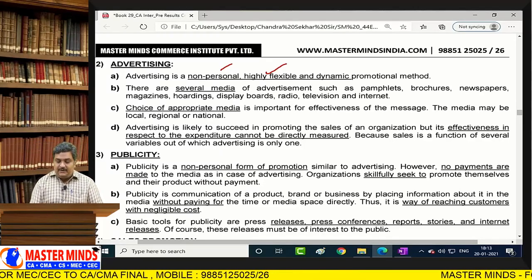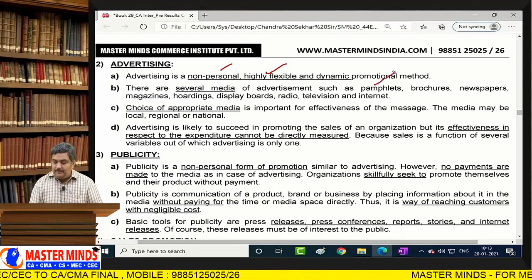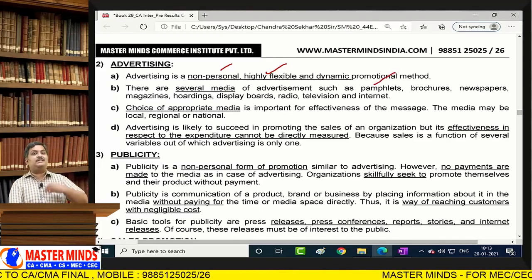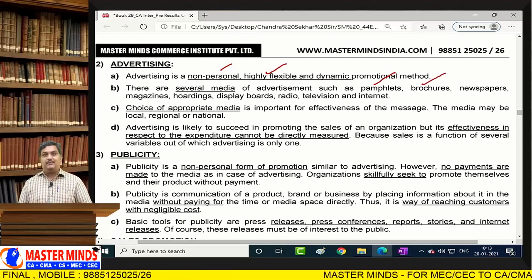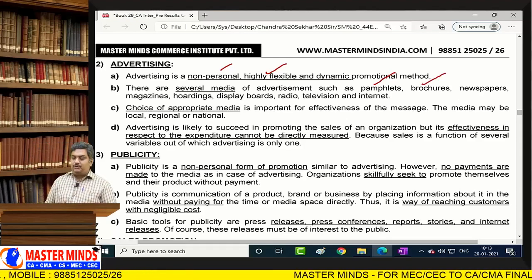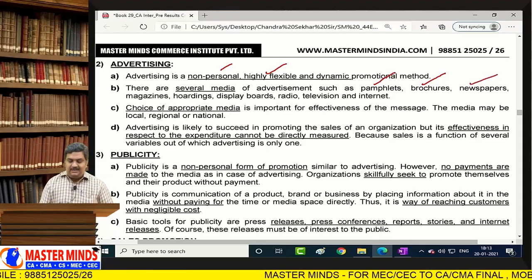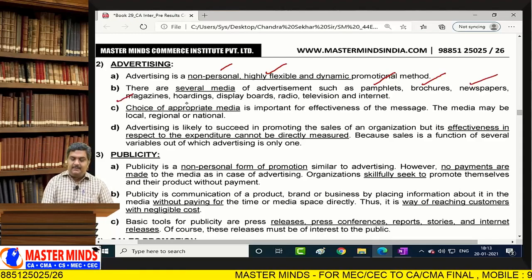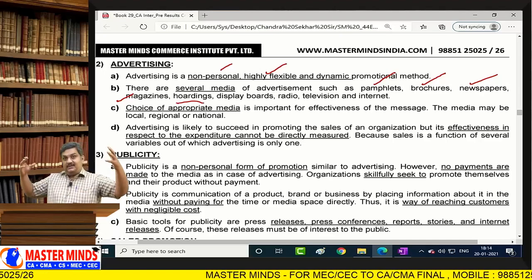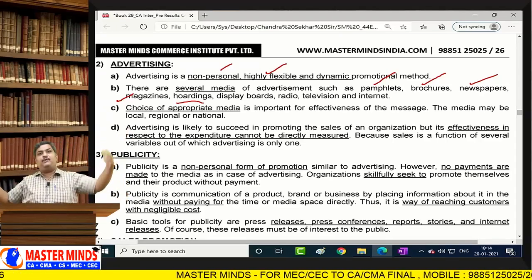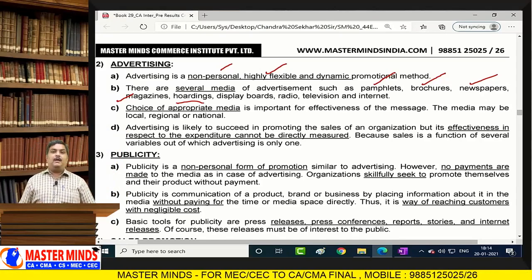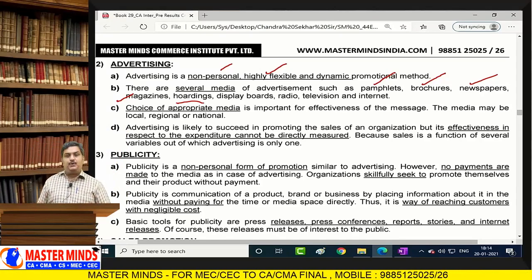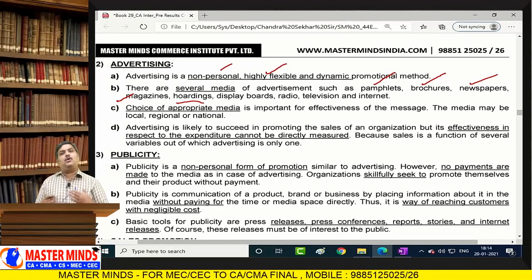And there are several media of advertisement. That means you can publish some pamphlets and distribute them. You can publish some brochures about your product and distribute them to the public. You can make an ad in the newspaper, in a magazine, or you can have some hoardings. You know, in cities you find a lot of hoardings displaying a lot of advertisements, and you can go for display boards, radio, television, internet.